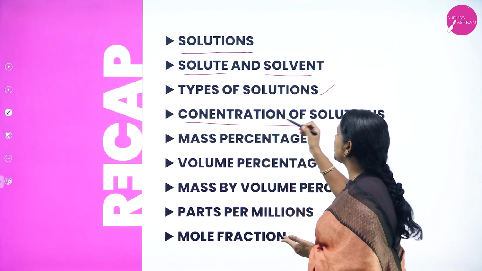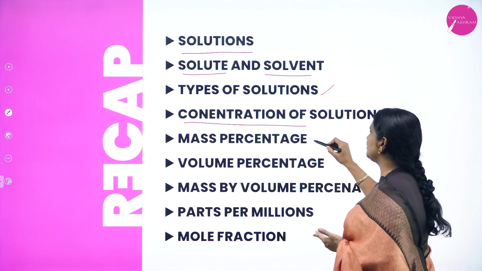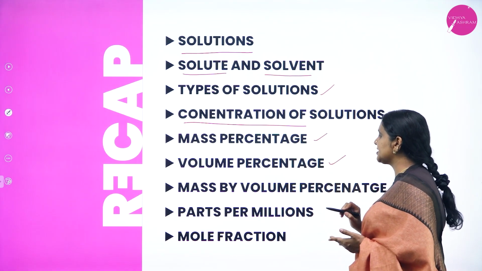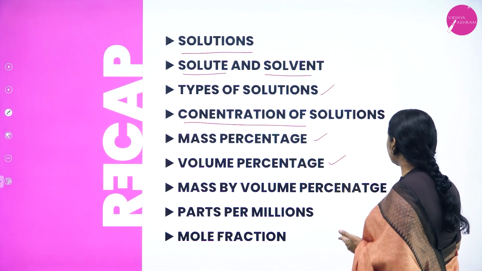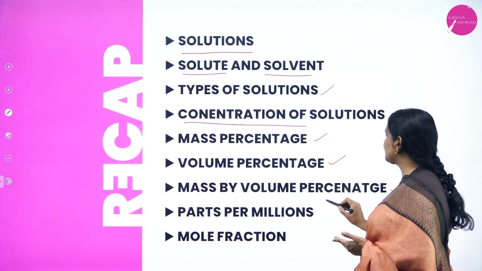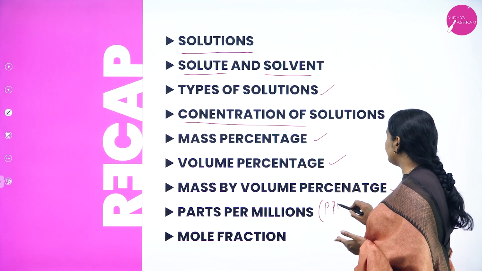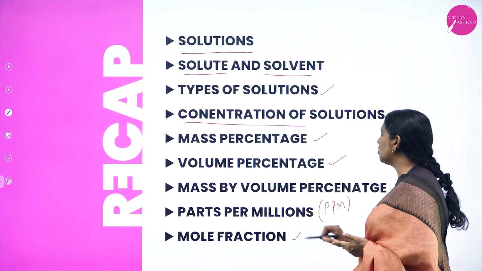I already discussed the first session of the solution chapter. In that, I discussed what a solution is, the two important terms of a solution, solute and solvent, and the types of solutions: solid solutions, liquid solutions as well as gaseous solutions. And I discussed concentration. Concentration is expressed in many ways. First one is mass percentage, second is volume percentage, third is mass by volume percentage, fourth is parts per million, that is ppm, and fifth is mole fraction.